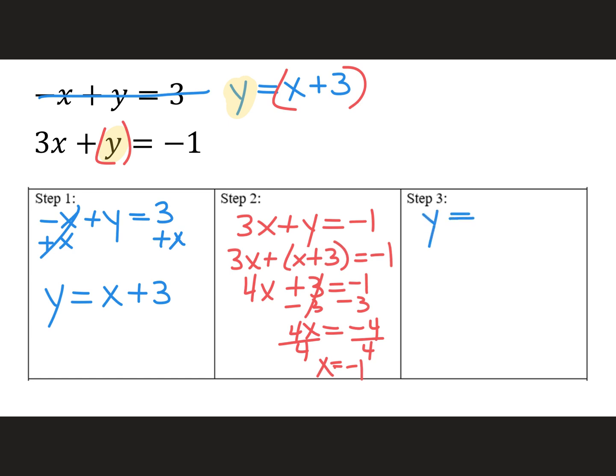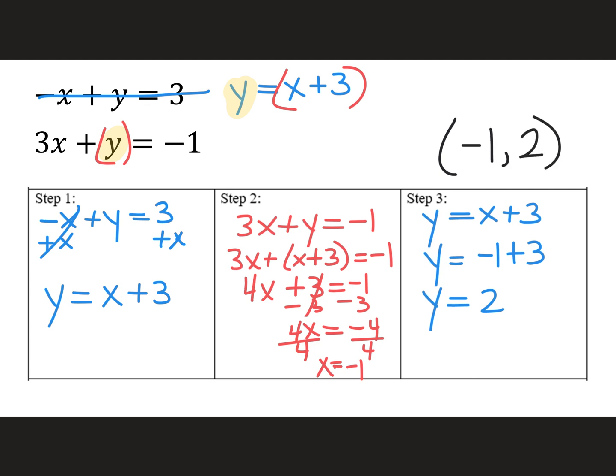All right, step 3, I'm going to take that first equation that I modified, and I'm going to say y equals x plus 3. And then I'm just going to put in what x equals, the -1 plus 3, y equals 2. And so my final answer, and I'll just put it up here, is -1, 2. And I'm also going to, in my head, put both those numbers into the equations to make sure they are true.